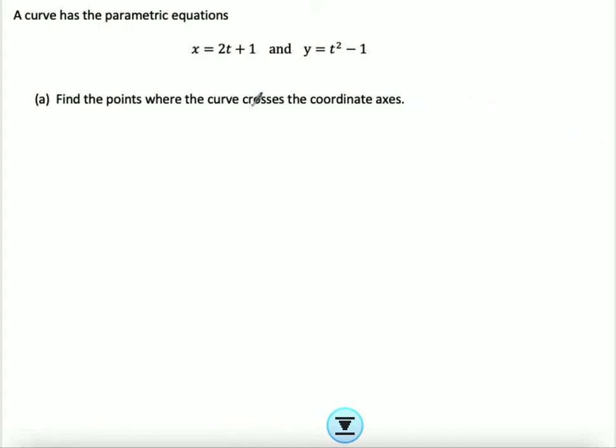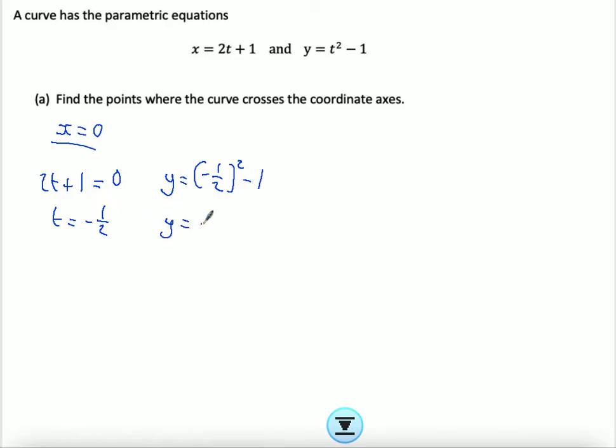So we know what it means to cut the coordinate axis. That is, it will cut through the y-axis when x is 0. So we need to find the value of t so that x equals 0. So we can set 2t plus 1 equal to 0. So t must be negative 1/2. And then we can substitute our value of t into the expression for y. And that tells us, therefore, that we're going to be cutting the y-axis at the coordinate 0, negative 3/4.